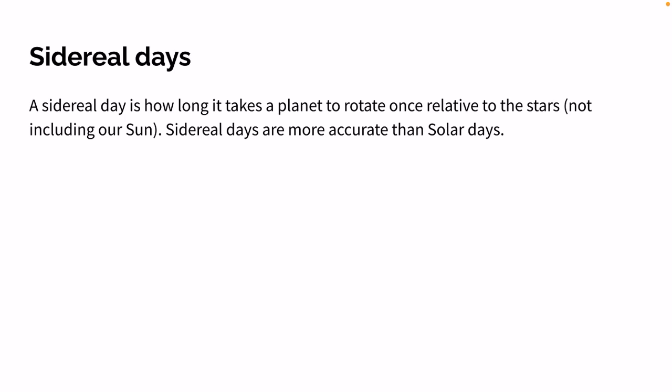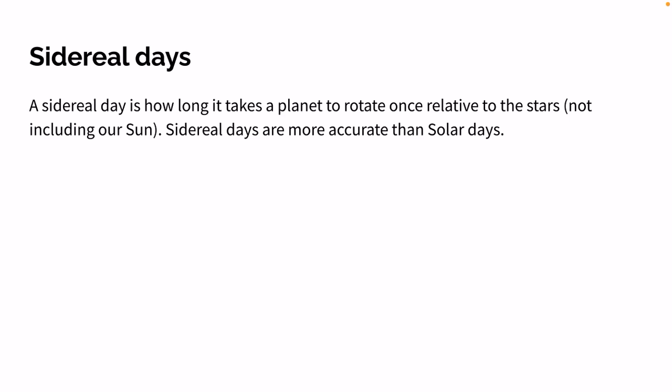Now this is where the presentation gets interesting. Sidereal days. A sidereal day is how long it takes a planet to rotate once relative to the stars, not including our sun. Sidereal days are more accurate than solar days. Why is this? It is because of the elliptical orbits around the sun.